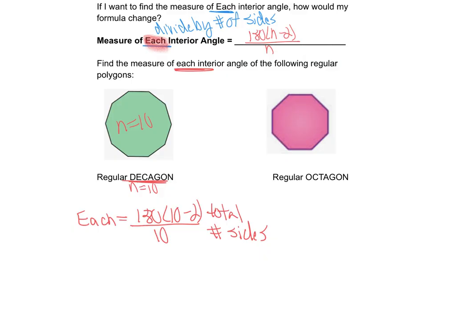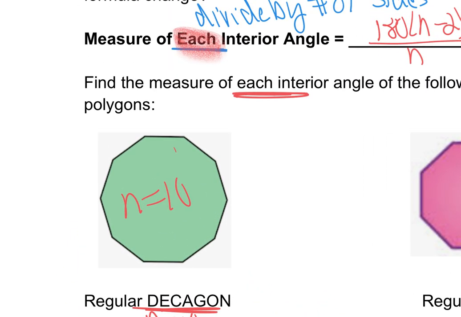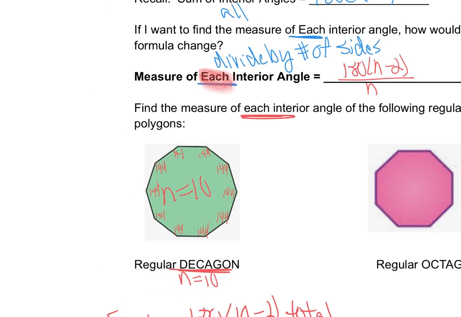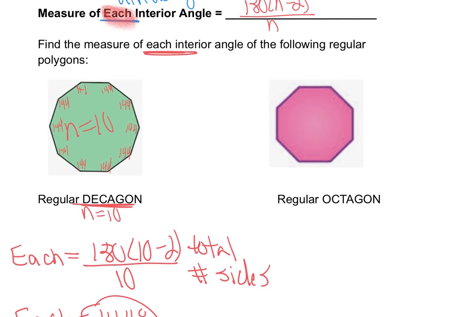Okay, and 180 times 10 minus 2, divided by 10. So each interior angle is 144 degrees. So if you come back up here and look, that would mean that this angle is 144, this angle is 144, this angle is 144, this one is 144. All the way around, all of them are going to be 144 degrees each. And if you added all of those together, it would equal our total sum. Okay, let's just look at one more quick example here.